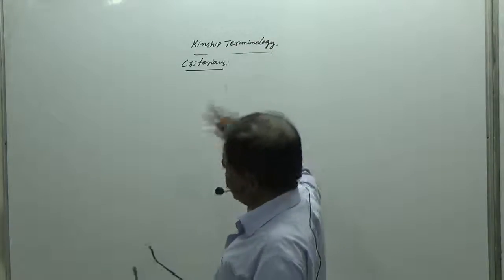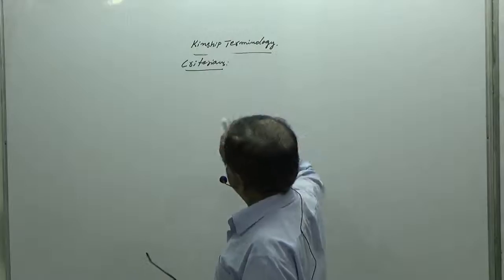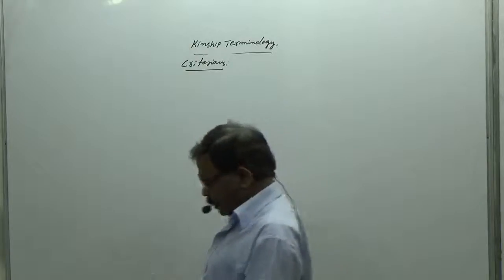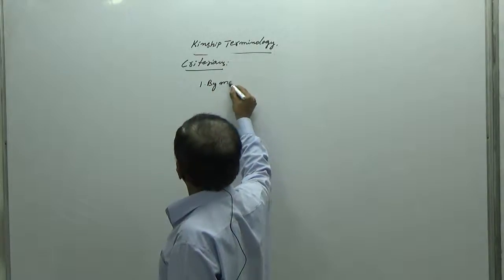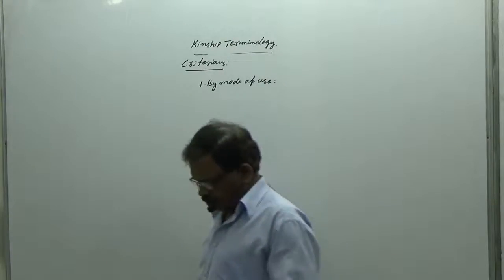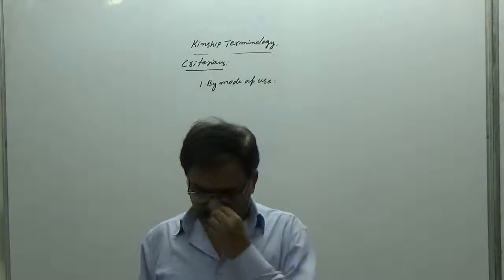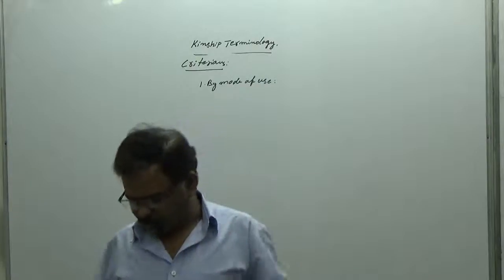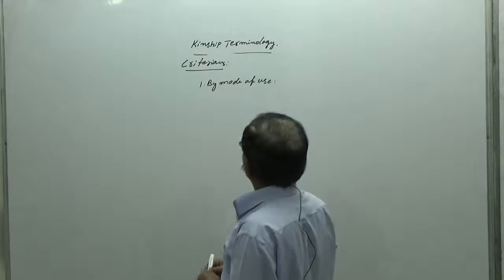See, kin terms are classified into many categories. Kin terms are classified on the basis of many criterions, of course. The first criteria, that is by mode of use. By mode of use. That means how we are using the kin terms. On the basis of this, kin terms are classified into two categories.